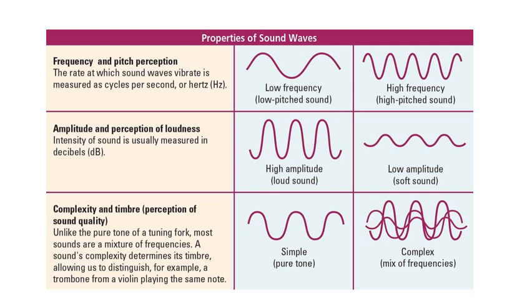So just to sum this up, there are 3 properties of sound waves: frequency, amplitude, and complexity. And then our perceptions of these 3 properties of sound waves are pitch, loudness, and timbre. Frequency is the rate at which a sound wave cycles per second, so hertz values. Amplitude is the intensity of sound measured in decibels, and that's how high or low the sound wave is. And then complexity is how many different frequencies create one single sound.